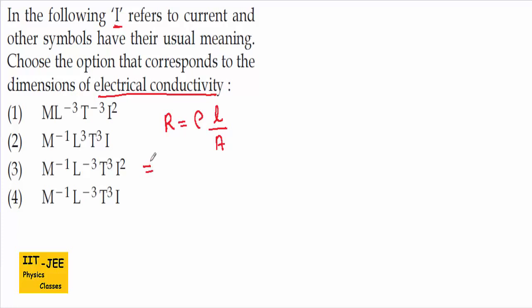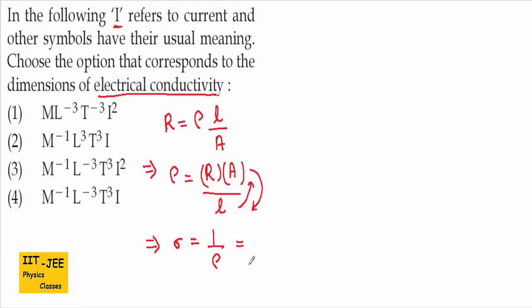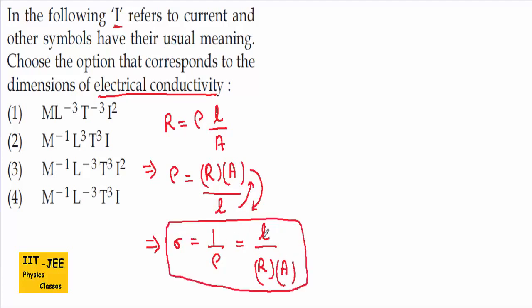So first we need to rearrange this formula to find the electrical resistivity. This will give us rho equals R times A over L. This is the formula of electrical resistivity, and conductivity is just the reverse of resistivity. The symbol for conductivity is sigma. So sigma equals 1 over rho. That means we have to reverse this formula. So L will go up, R times A would go down. So L over R times A. This is the formula of electrical conductivity. Here L is the length, A is the area and R is the resistance.